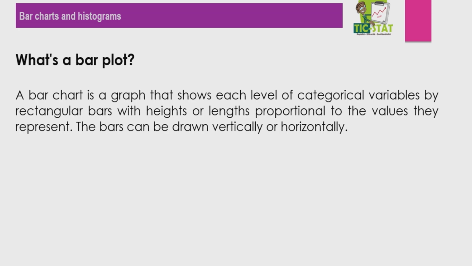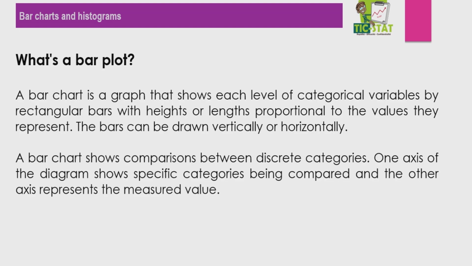A bar plot or a bar chart is a graph that shows each level of a categorical variable by rectangular bars with height or length proportional to the value they represent. Bars can be drawn vertically or horizontally. A bar chart shows comparison between discrete categories.